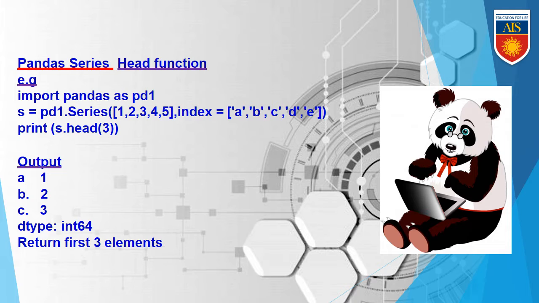Pandas Series head function. Import pandas as pd1, s equal pd1.Series([1, 2, 3, 4, 5]), then the index a b c d e, print s.head(3). Then in the output you can follow that against a we are getting 1, for b it is 2, c is 3. So it returns the first 3 elements. That means our elements were 1, 2, 3, 4 and the index was a b c d. From there we have assigned s.head(3), so that means the first 3 elements we need to print. So we are getting 1, 2, 3 only.